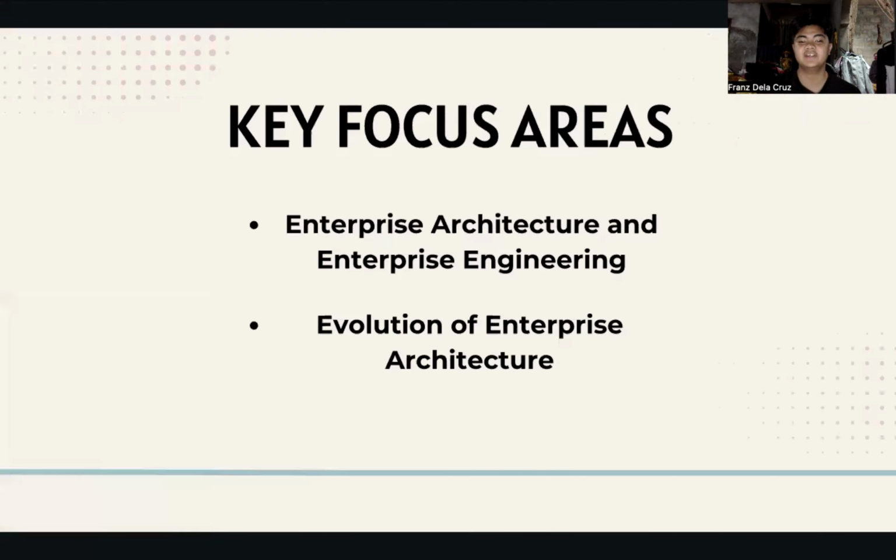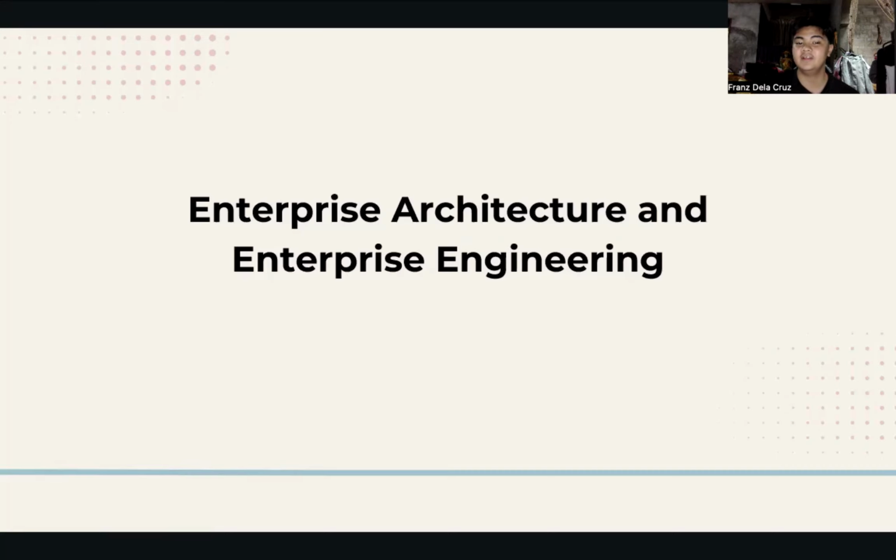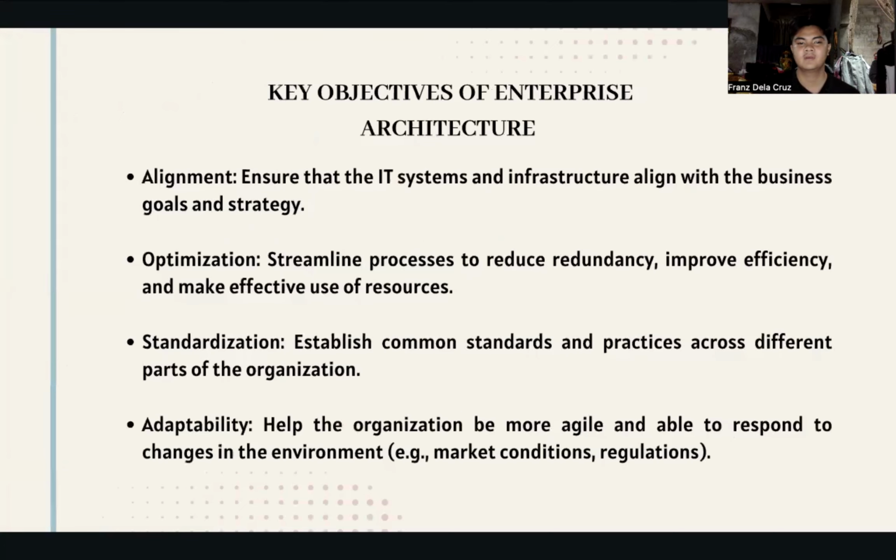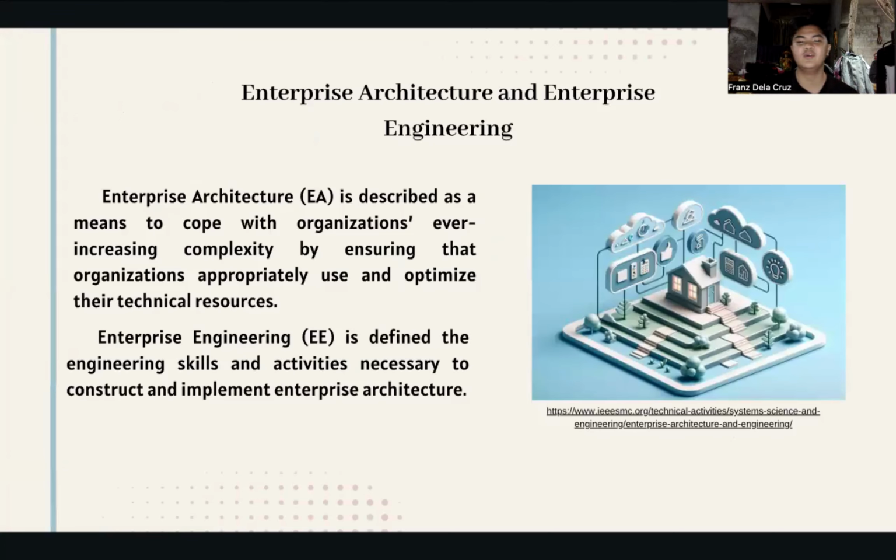Here are the key focus areas: enterprise architecture and enterprise engineering. Enterprise architecture, or EA, is described as a means to cope with an organization's ever-increasing complexity by ensuring that the organization appropriately uses and optimizes its technical resources. Enterprise engineering, or EE, is defined as the engineering skills and activities necessary to construct and implement enterprise architecture.